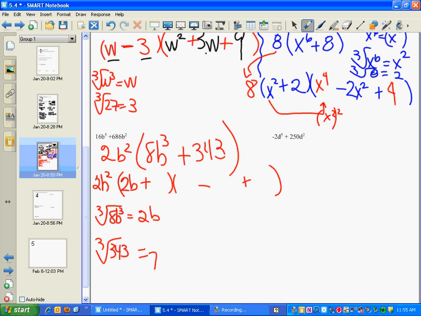Okay? So that 7 goes here. Would you agree? All right. What goes in the middle? Good. It's 2b times 7, which is 14b. Very good.